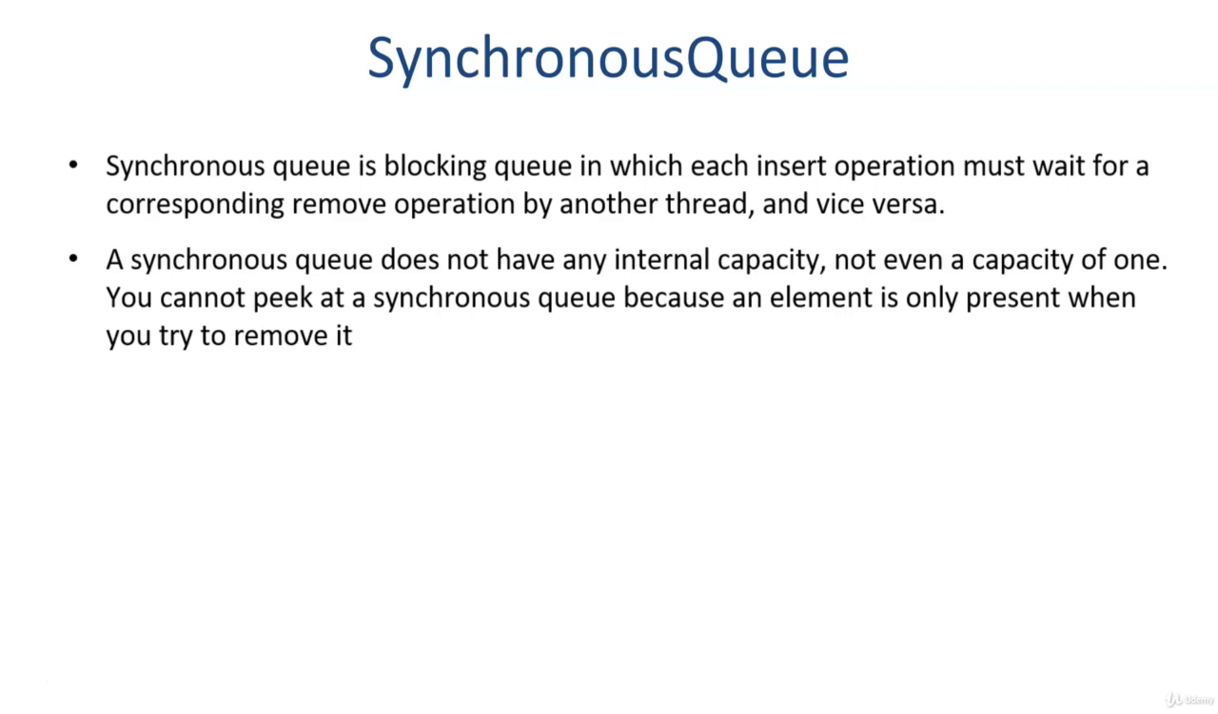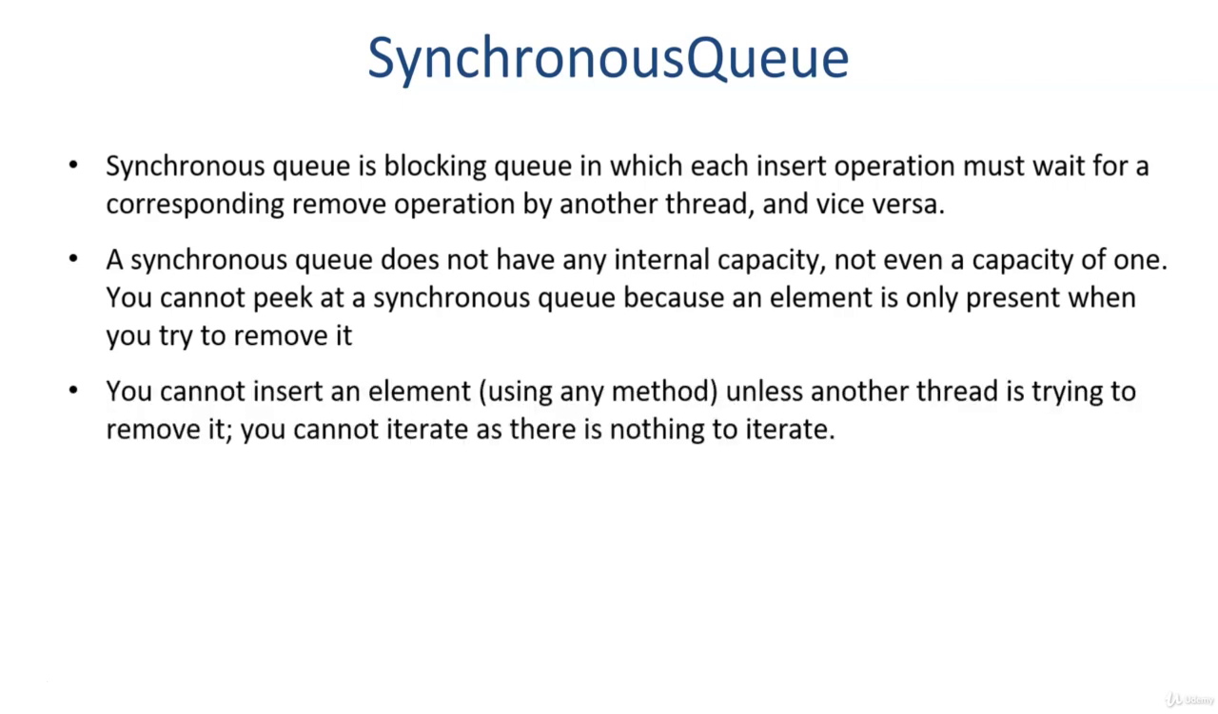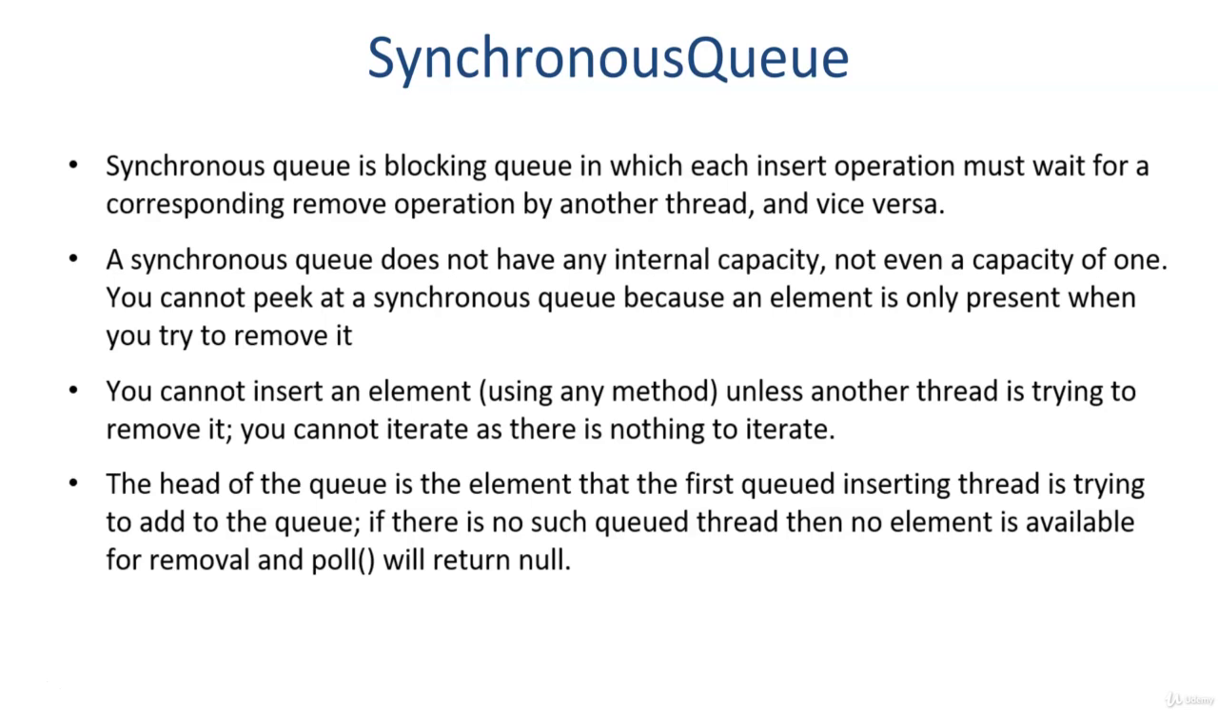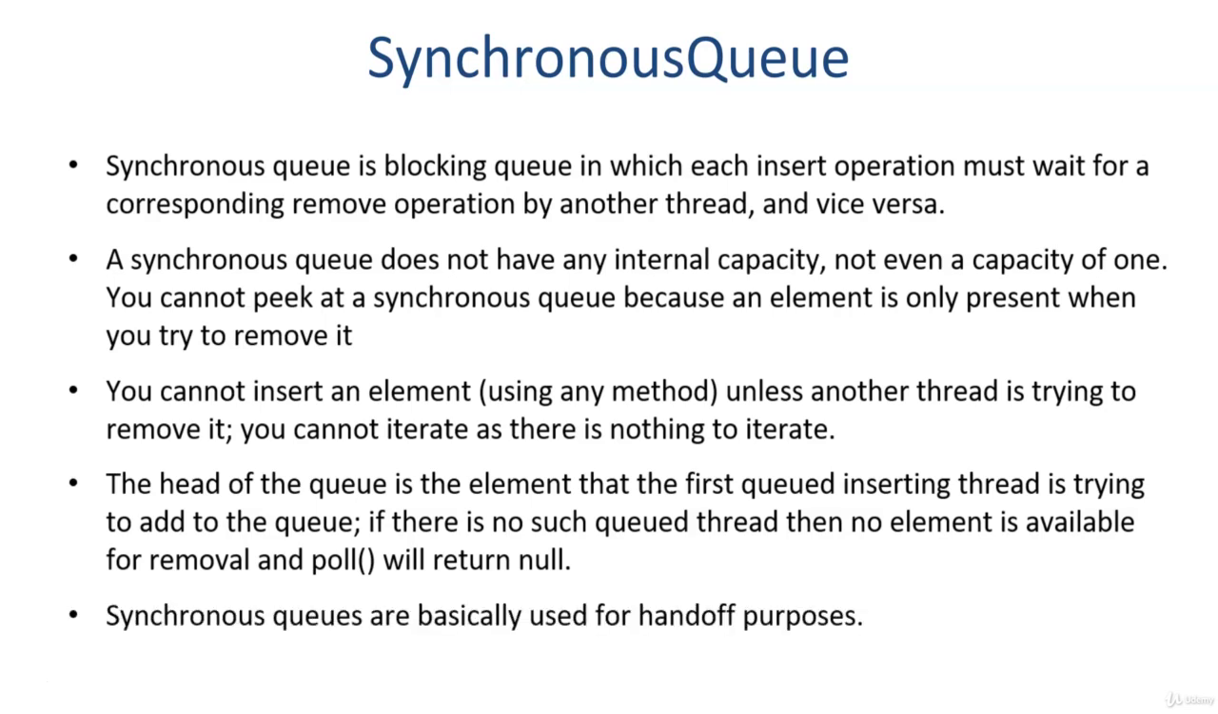You cannot peek at a synchronous queue because an element is only present when you try to remove it. You cannot insert an element using any method unless another thread is trying to remove it. You cannot iterate as there is nothing to iterate. The head of the queue is the element that the first queued inserting thread is trying to add to the queue. If there is no such queued thread, then no element is available for removal and poll will return null. Synchronous queues are basically used for handoff purposes.